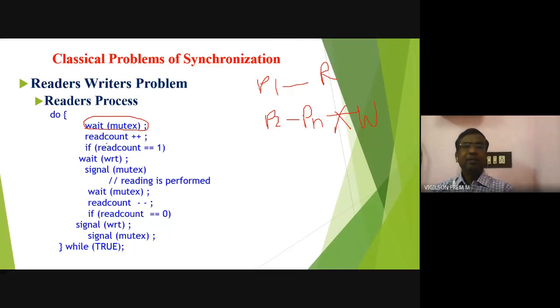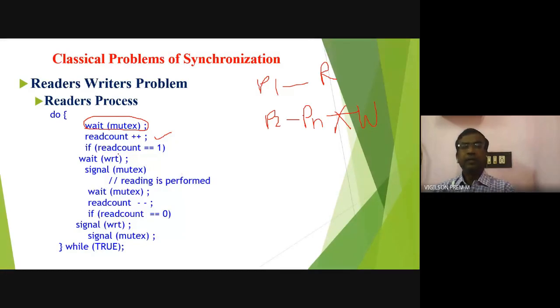Listen carefully. What is happening here? Read count plus plus. That means after making this call, I am counting how many read requests there are. I am incrementing the readers count by one. For example, already 10 requests for reading are waiting to read. Now I am adding one more. This is my request. So now read count will become 11.